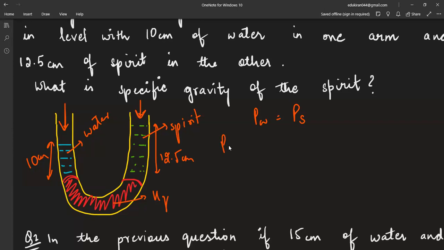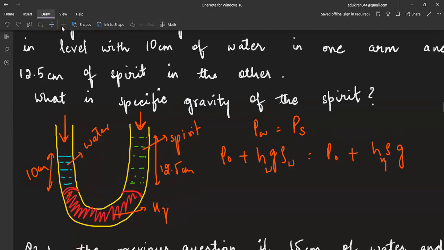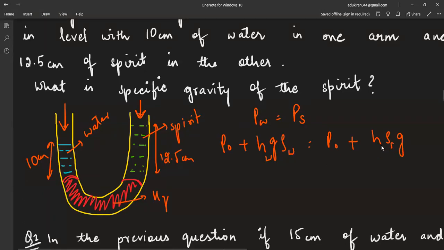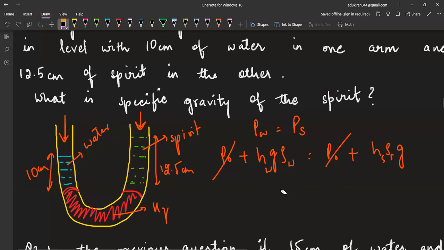Now, what is the formula of pressure? Atmospheric pressure plus h rho g. So height of water, density of water, with atmospheric pressure, is equal to atmospheric pressure plus h rho g of mercury. The other liquid is spirit. Spirit and height of spirit. See, P naught will be cancelled. Then g will also be cancelled because h rho g is equal to h rho g. So g will also be cancelled.